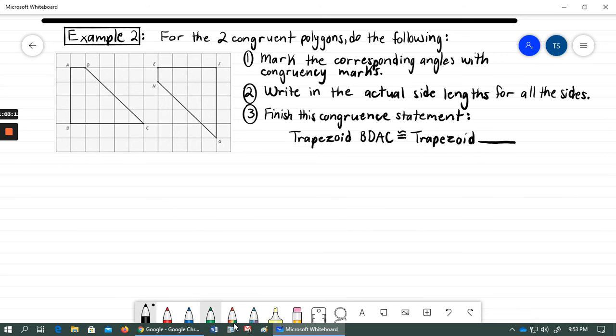All right, folks, so here we go with example 2. In this one, they're saying for the two congruent polygons, do the following. Again, they're letting you know that these two polygons are congruent, and they want you to mark the corresponding angles with congruency marks. Actually put congruency marks on those corresponding angles. Like, if I was to put one little mark there, and two little marks there, you get what I'm saying?